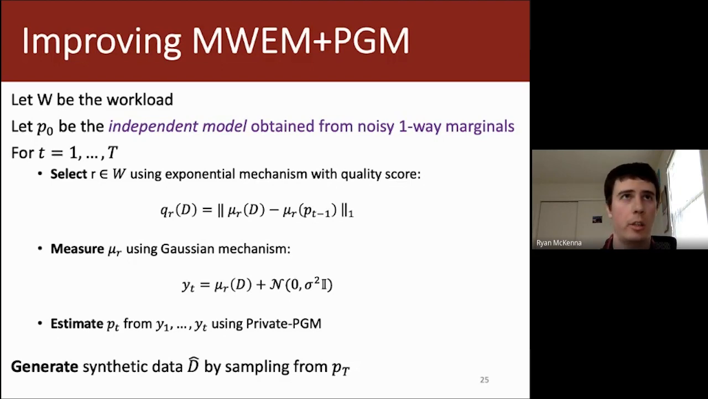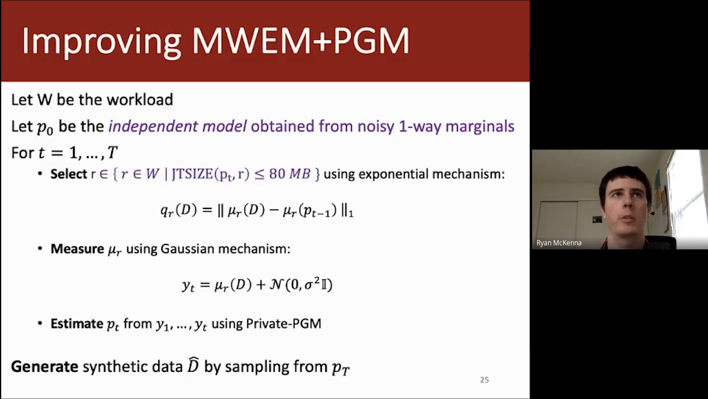The second change is going to make it efficiency aware. So rather than selecting any candidate from the workload, we're going to filter out candidates that would make the model size intractably large if selected. So we're going to only select candidate marginals that we know will keep the model sufficiently small. This will ensure that the resulting mechanism will always be able to scale, no matter what data set or workload is input, or no matter what is selected in each round. So that makes it efficiency aware.